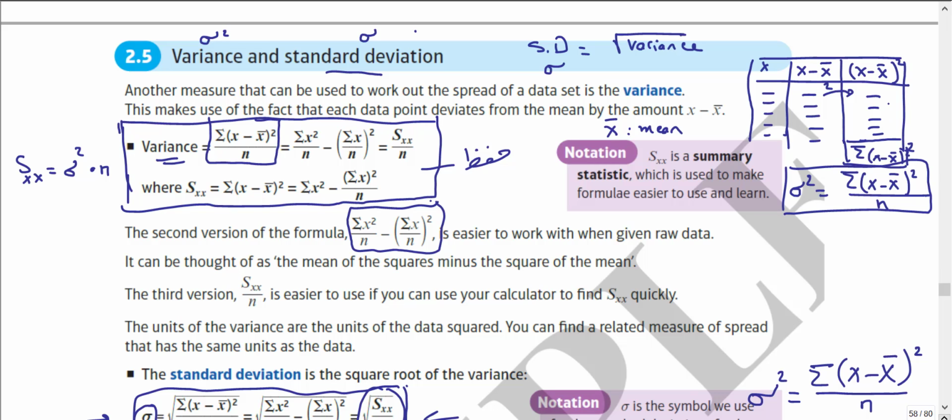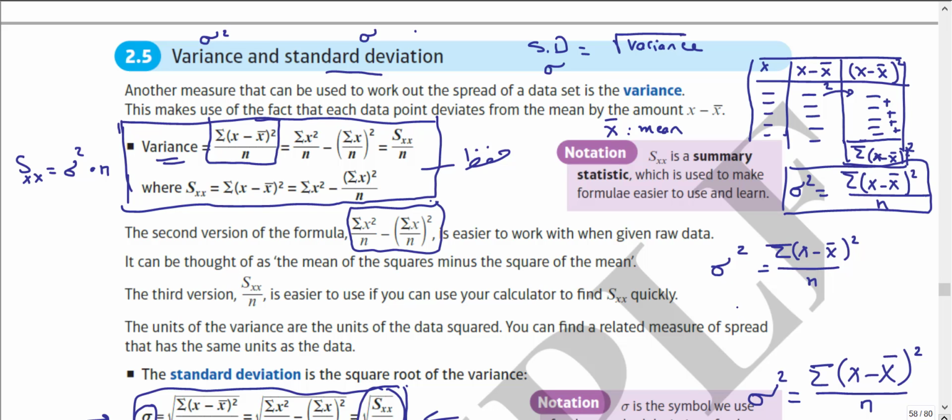بعدين after this you add all these and you get sigma x minus x bar all power 2. خلاص. So now you have the sum of this data. After this you divide by n and by this you get the variance, اللي هو sigma squared variance.